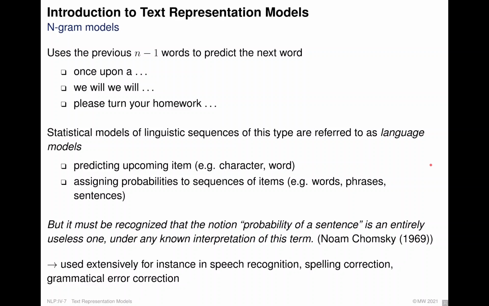predicting the next word, again based on the previously typed text. This is also a feature of many cell phones that propose the next sequence of words for some fixed phrases. Also, we might want to assign probabilities to sequences of items, for instance, to be able to tell, okay, this is a more likely valid sentence than this other one, if it has a lower probability, for instance.